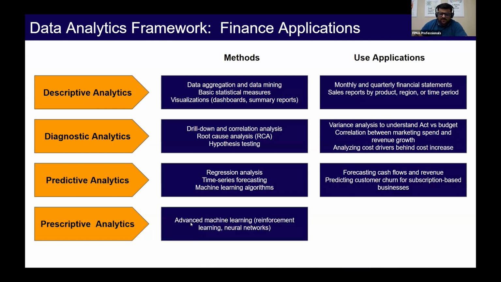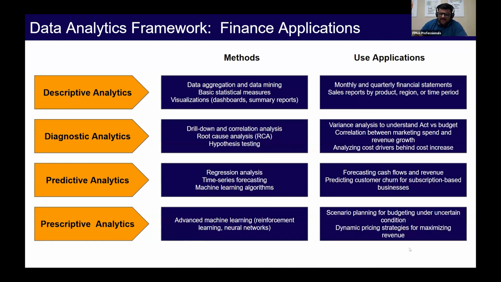And finally, when you do prescriptive analytics, you might be using even more advanced tools, and you might be doing scenario planning. You might be creating a model that helps you change your strategy based on the situation or the environment. We do dynamic pricing based on different factors affecting the macroeconomic situation. All of that is prescriptive analytics, or you're using advanced machine learning techniques to do advanced prescriptive analytics. So this is a summary of the different methods used in finance and FP&A at different stages of the data analytics continuum.